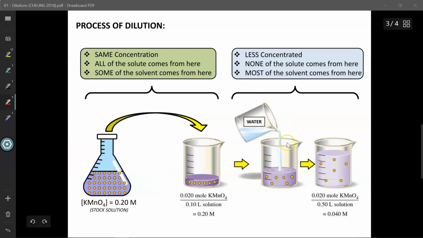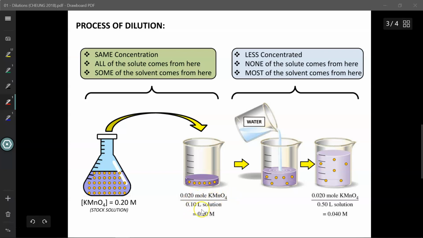I then add water to increase the volume of the solvent, and this begins the dilution process. You'll notice that the dots inside are now more spread out. They're not as crowded as they were here. When I reach my final volume, I have the same number of solute particles as I had here and here. So remember, all of the solute particles that I have in my final diluted solution comes from this first step. With additional solvent, these solute particles are now very spread out, so it has a lower concentration. We can see mathematically, same number of solute particles in the numerator.